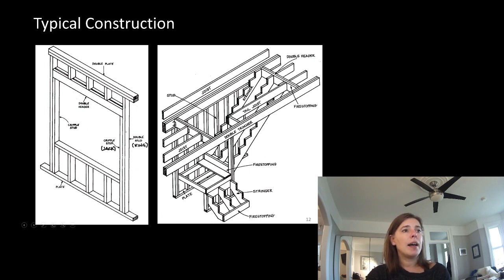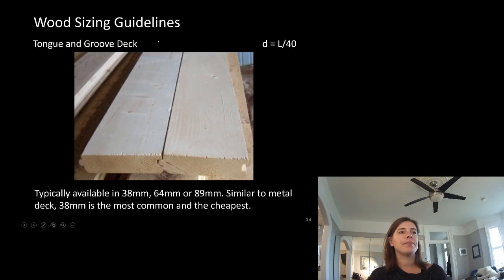Again, a jack post or a cripple stud beside a king post or a double stud for supporting a header or a lintel. Around a stair, we've got a double trimmer, a header, our stringer. Again, these aren't things I'm going to make you memorize, but if you're curious, here are some images that name off conventional wood construction. So let's talk about our sizing guidelines.